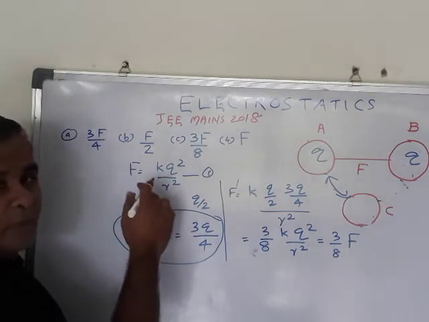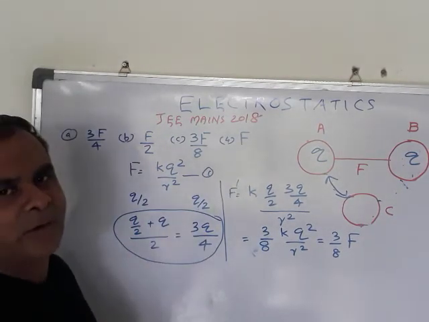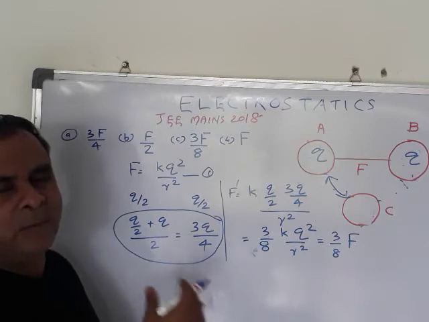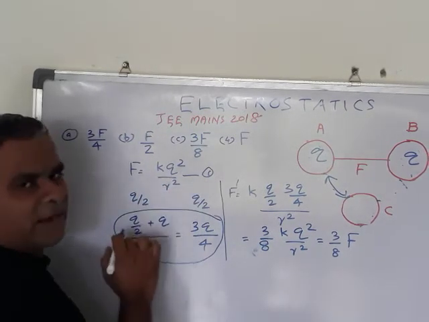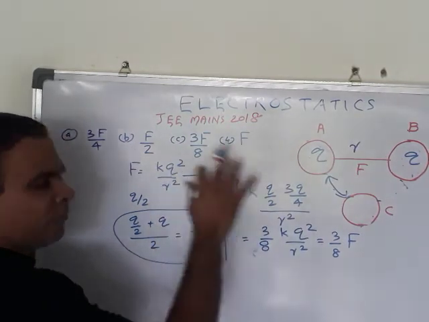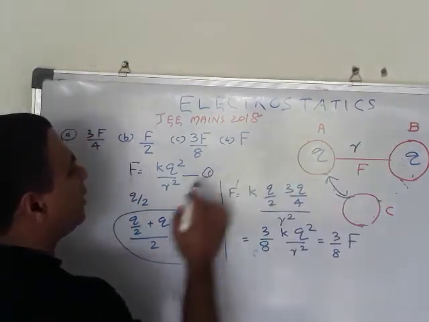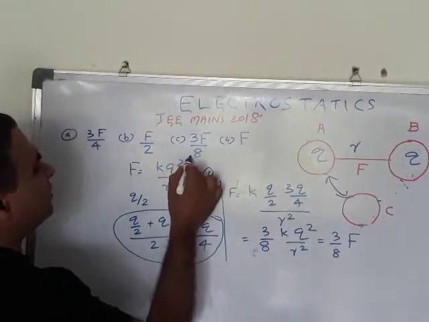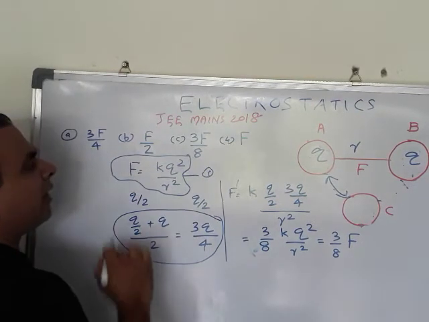So here 1 by 4 pi epsilon 0 is k. We are taking it as k so it will be easy for us to solve this. So k into q square by r square. Let the distance be r. We are assuming it. So before that, in the first case, when A and B are nearer, if the distance is r, this is the first equation: F is equal to kq square by r square.